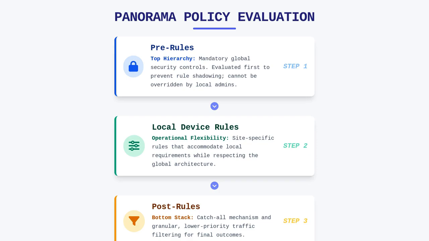Between these two sit the local device rules, which allow for a degree of flexibility that respects the global security architecture while accommodating local site requirements. Understanding this hierarchy allows an engineer to create a unified security posture that is simultaneously rigid enough for compliance and flexible enough for operational needs.